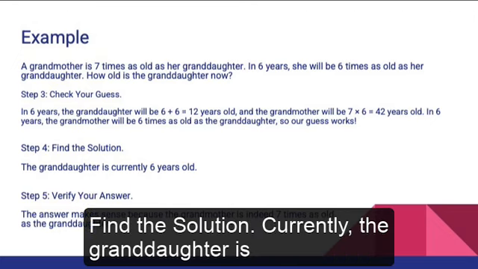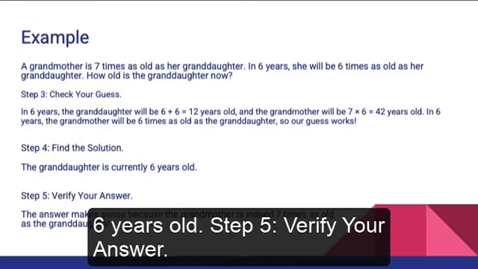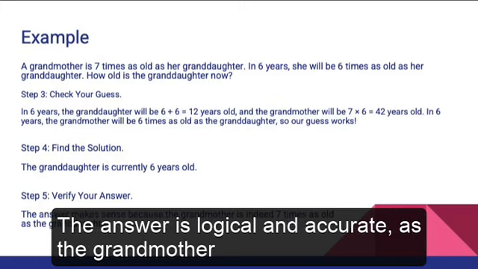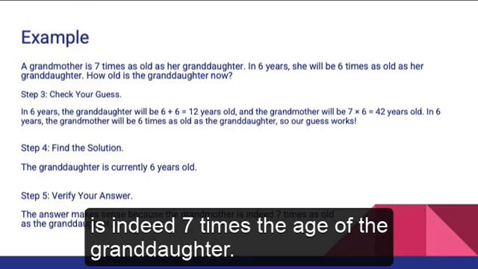Step 4. Find the solution. Currently, the granddaughter is 6 years old. Step 5. Verify your answer. The answer is logical and accurate, as the grandmother is indeed 7 times the age of the granddaughter.